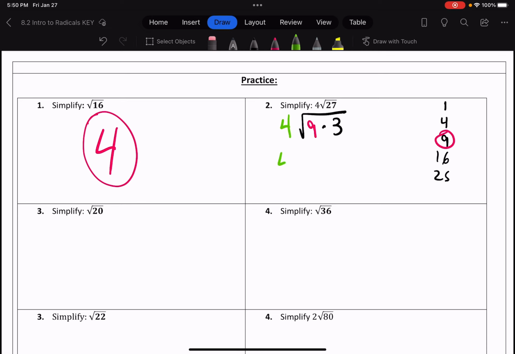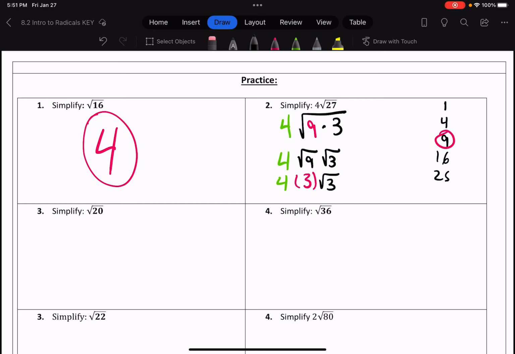So I'm going to continue bringing that down. I got 4 times the square root of 9 times 3. So I'm just breaking that whole radical into 2 separate radicals, because that's just the properties of multiplication. It doesn't matter how you write them. They still mean the same thing. And now I can simplify that square root of 9 to become the value of 3. So I've got 4 multiplied by 3 multiplied by the square root of 3.